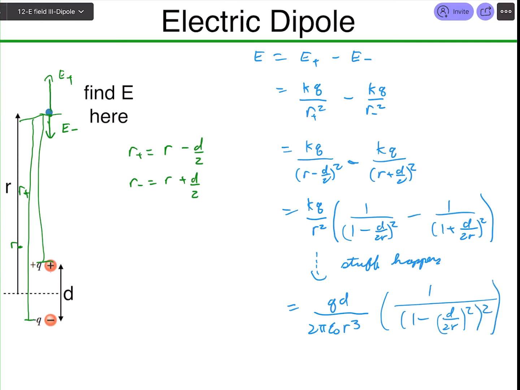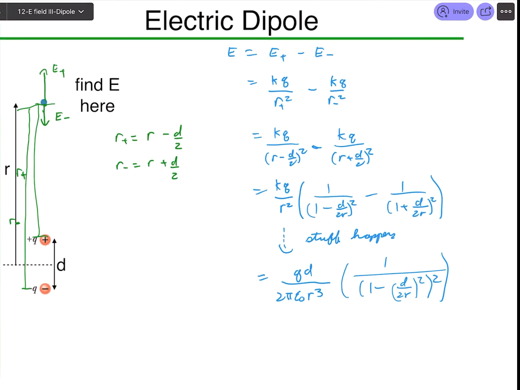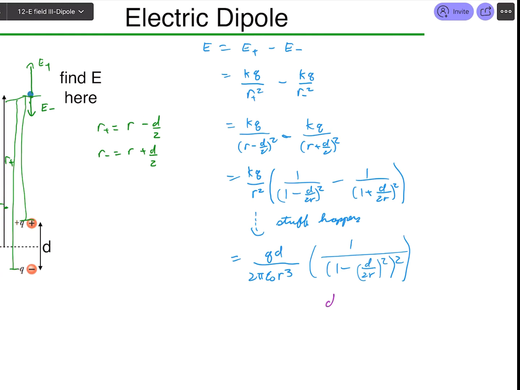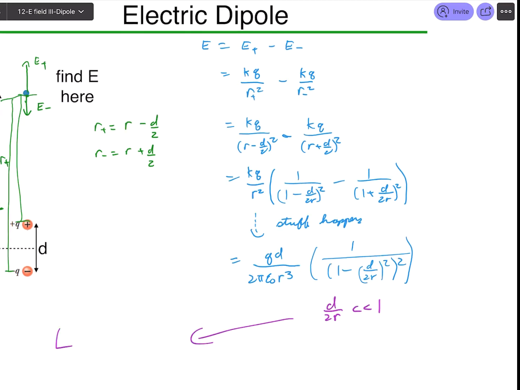And so this is a pretty complicated term, but we're just going to look at the case where d over 2r is really small. In other words, when either the two charges are really close to each other, or we're really far away from the dipole. And so we get a good approximate value for the electric field due to a dipole along that axis. And it ends up being qd over 2 pi epsilon naught r cubed.